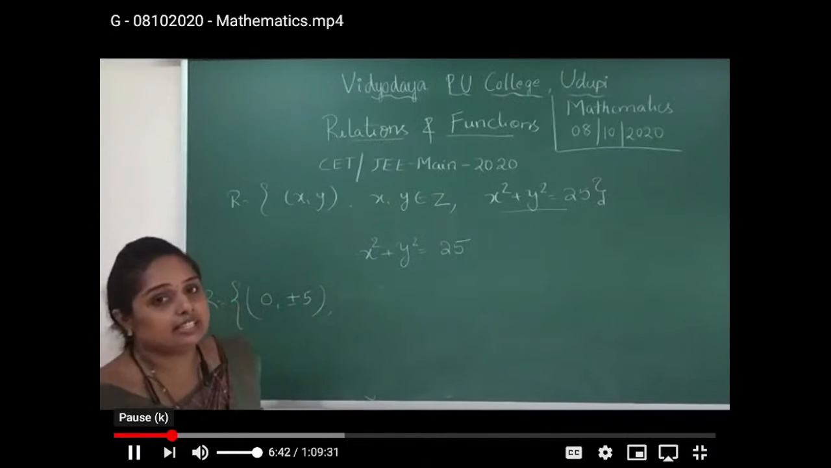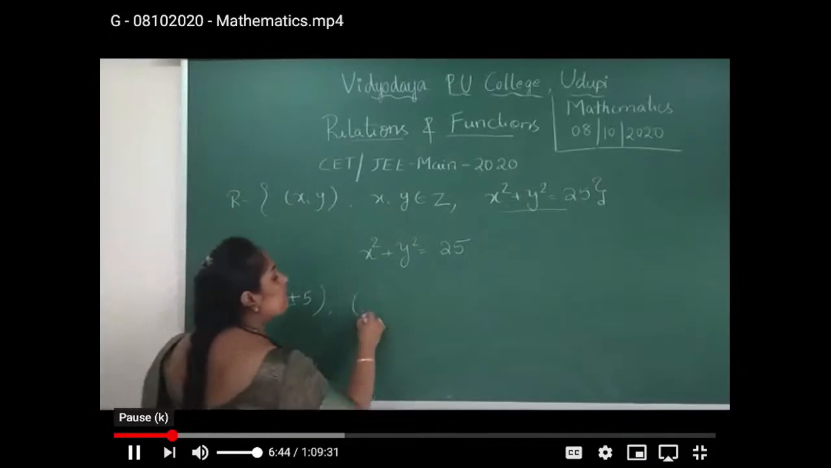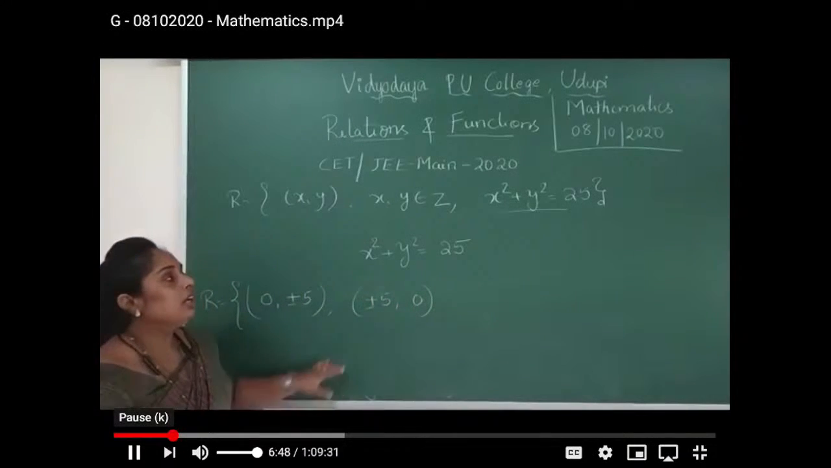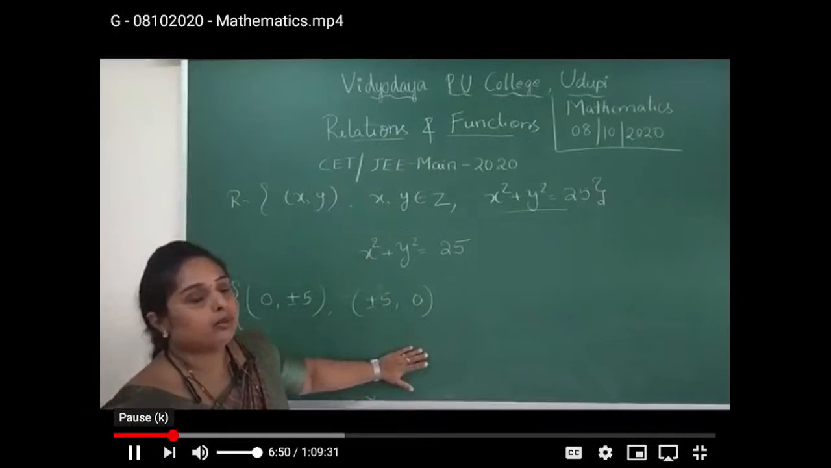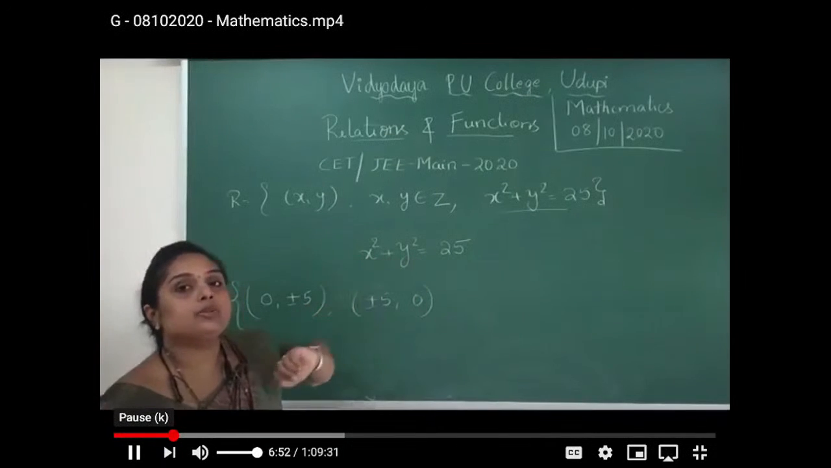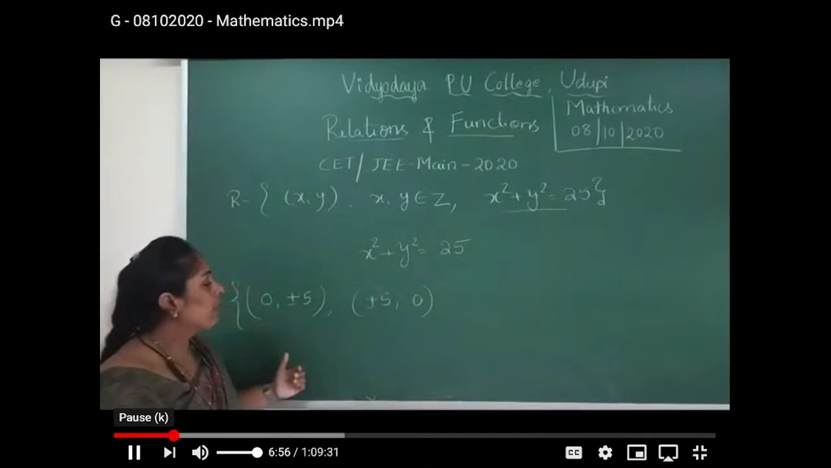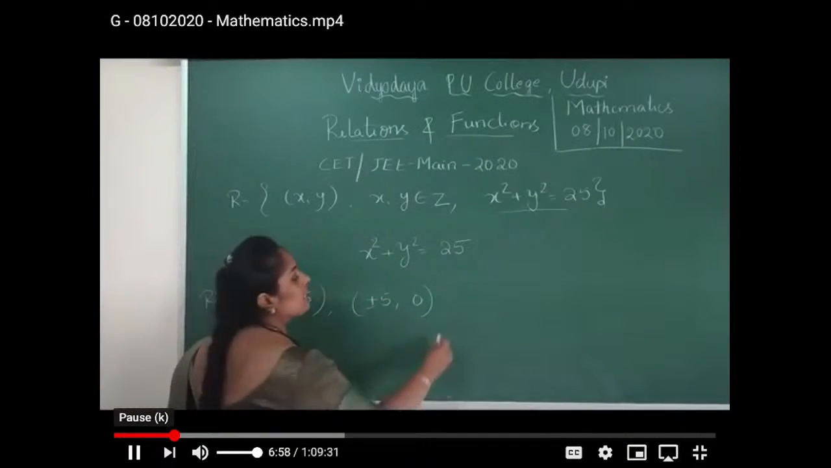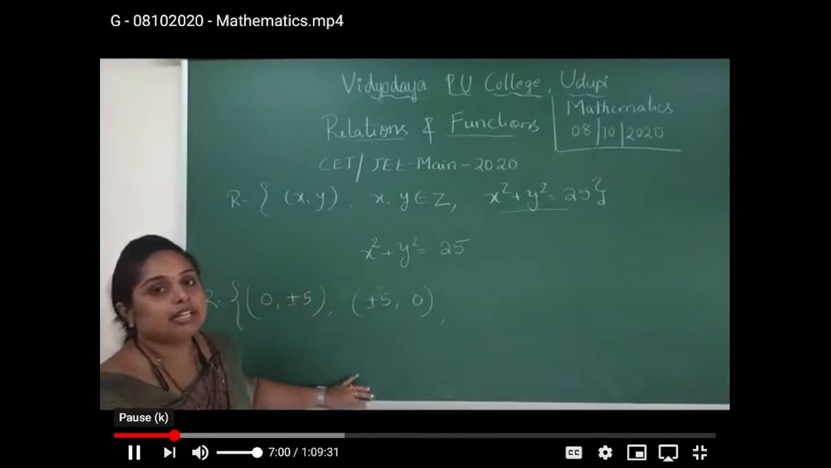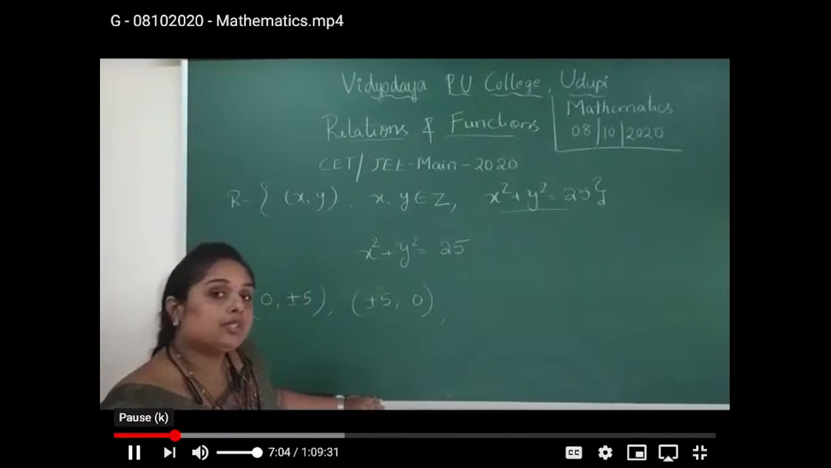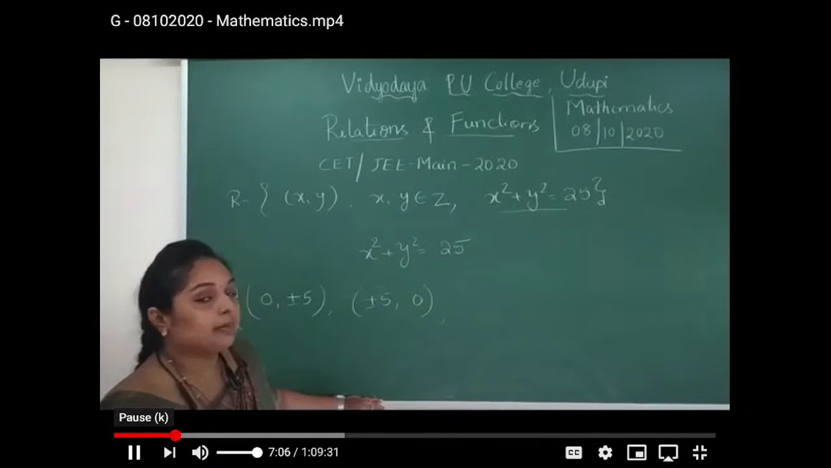I can even change x and y. What if x is plus or minus 5 and y is 0? Once again it gives me 25. 5 square plus 0 square is 25, or minus 5 square plus 0 square is 25. So I got two elements. Can I find any other elements so that just by squaring I get 25? What values can I substitute in the place of x and y?